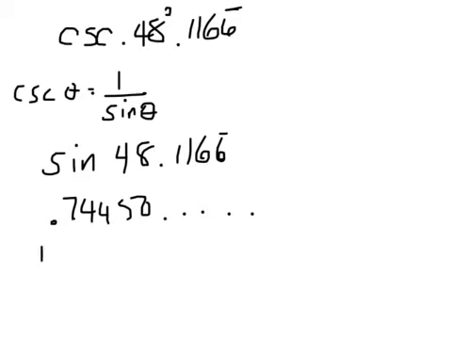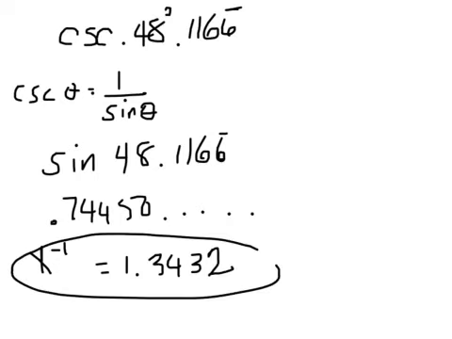To get the cosecant value, I'm going to hit x to the minus 1. And it'll flip the fraction for me. And I'm getting 1.3432 if I round. Okay, so that's what you're going to do. You're going to type that value in, but even just getting to the cosecant and the secant on this problem, you had to think a little bit about how to use your calculator.